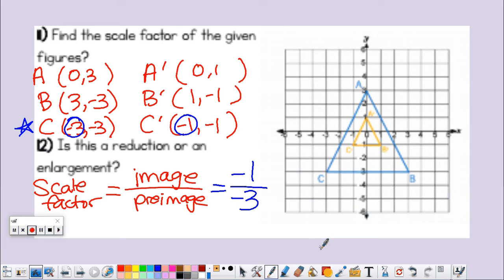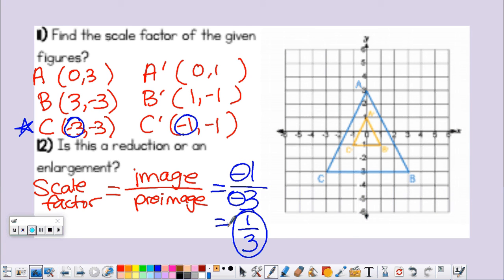Wait, what? Does it reduce at all? Oh, no. No, but what can you tell me about a negative divided by a negative? It's a positive. So it stays 1/3, but a negative divided by a negative becomes a positive. So our scale factor is 1/3. Okay? Scale factor is 1/3.